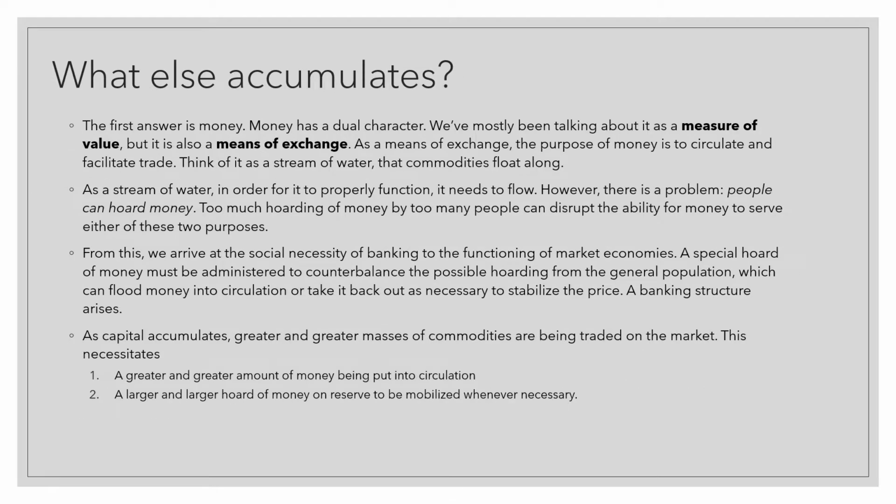So we've talked a lot about what it means for capital to accumulate. Now let's talk a little bit about what else is going to accumulate as capital accumulates. And the most obvious immediate answer to that question is obviously money. And when I talk about money here, what I'm specifically talking about is money as a use value. Money is things that people carry around and use for specific purposes.